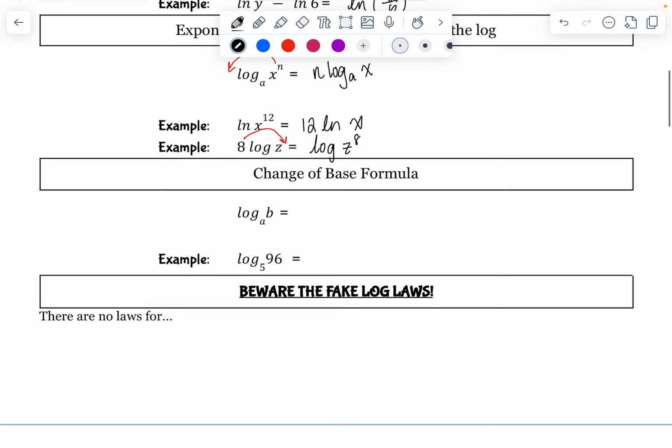We have our change of base formula, which we have seen in previous notes, but I think it can't hurt to include it again. So I can rewrite this as log of any base of my choosing of b divided by log of that same base I chose of a. I'm going to make a little note here that c, the base that we chose, can be any base.